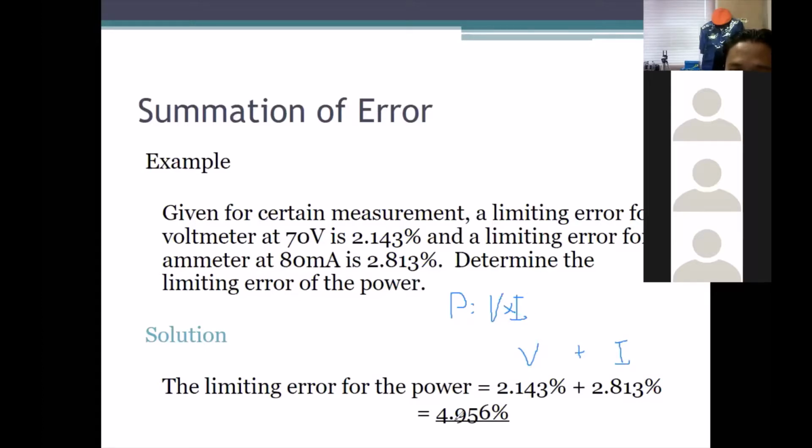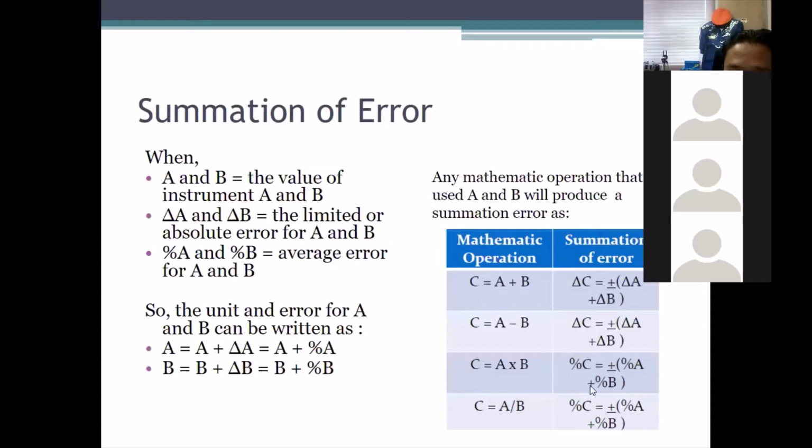Okay, that's why the answer for the limit of the power will be 4.956%. You can see the operation here is just plus, because the operation is multiplication. So we just add the limiting error for every component. Similarly, for division, we also have to add.